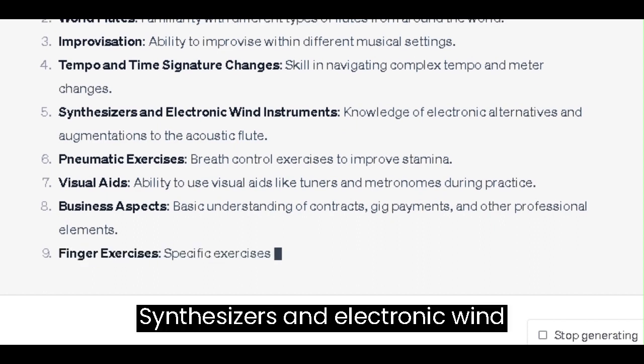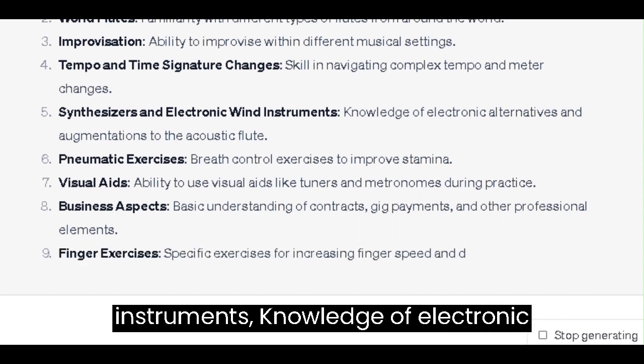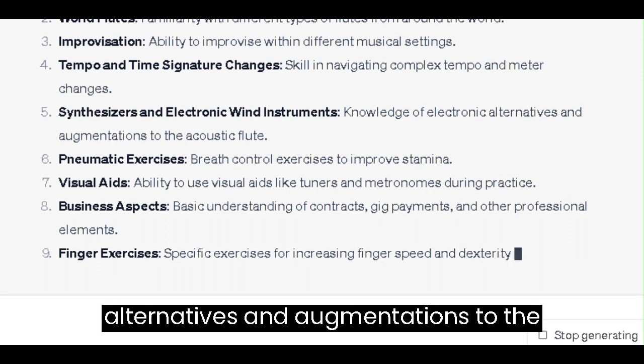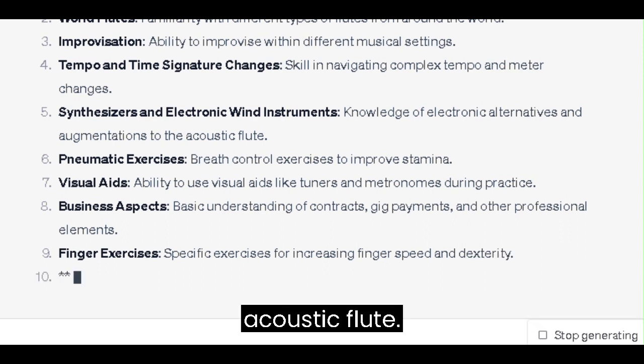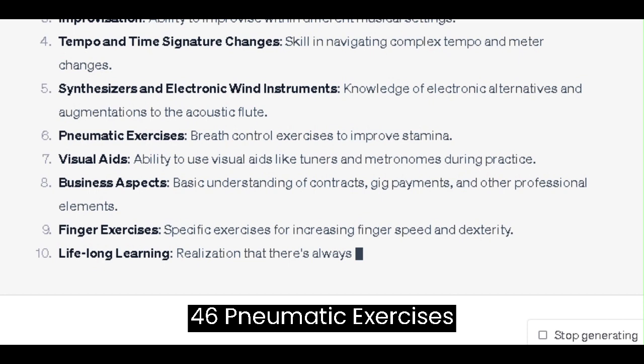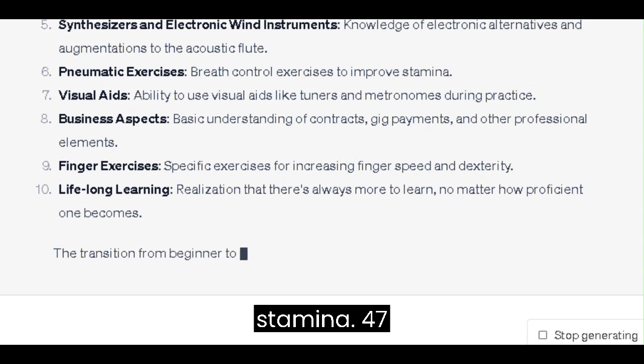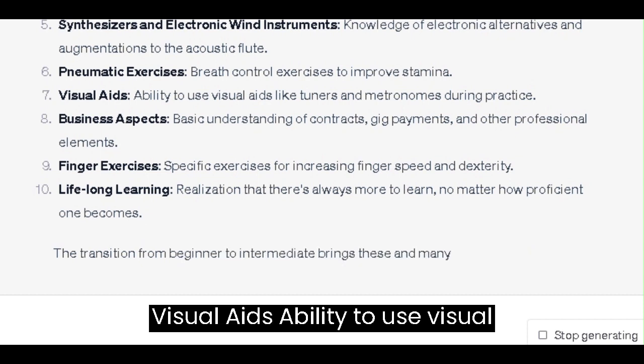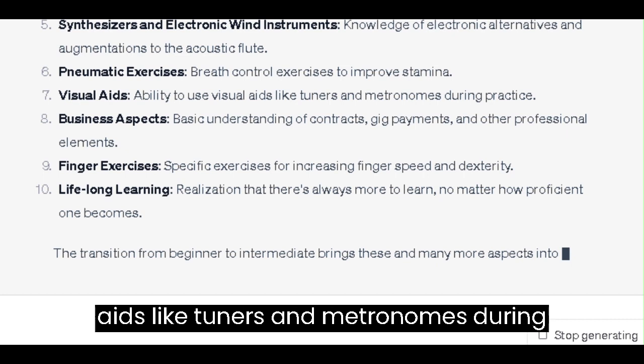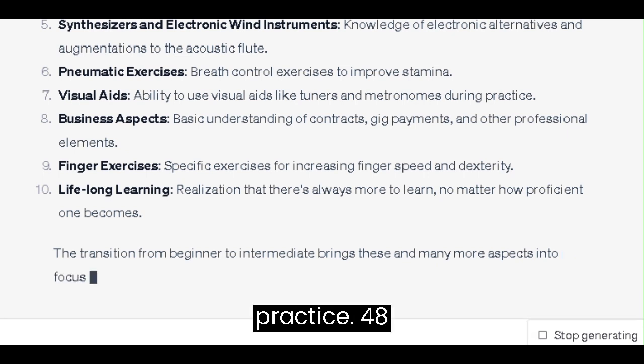45. Synthesizers and electronic wind instruments, knowledge of electronic alternatives and augmentations to the acoustic flute. 46. Pneumatic exercises, breath control exercises to improve stamina. 47. Visual aids, ability to use visual aids like tuners and metronomes during practice.